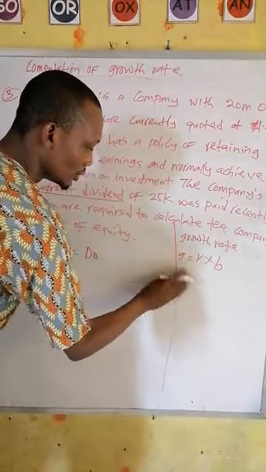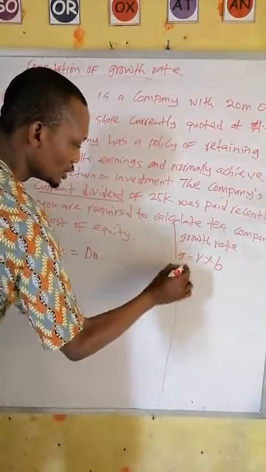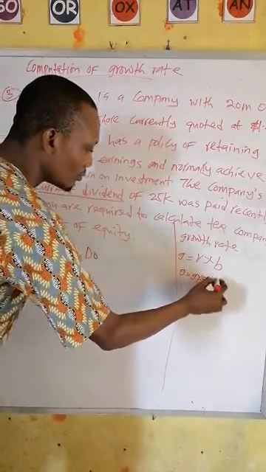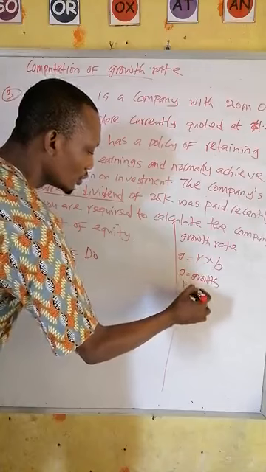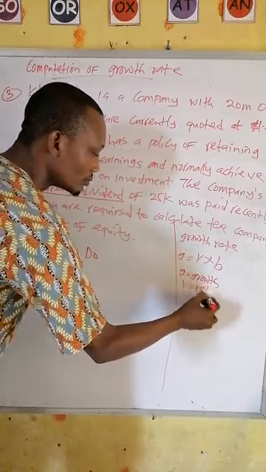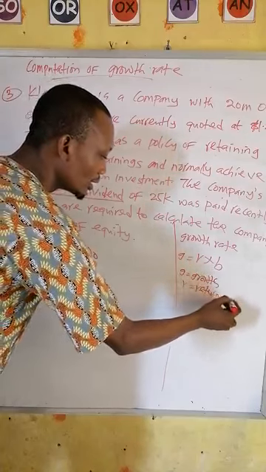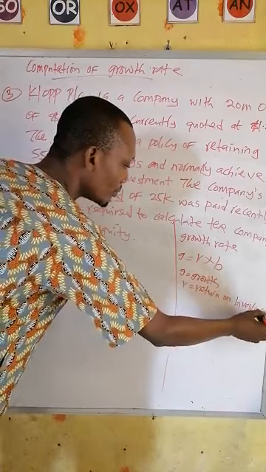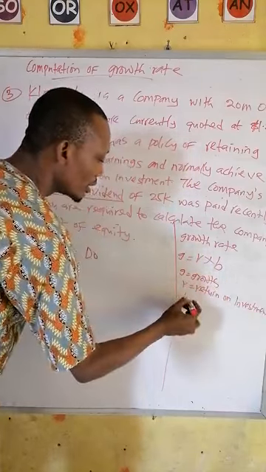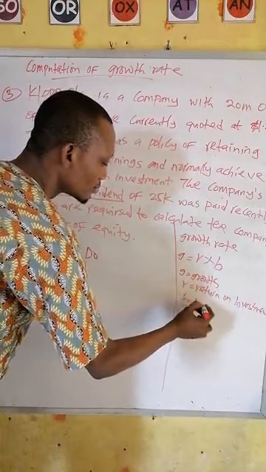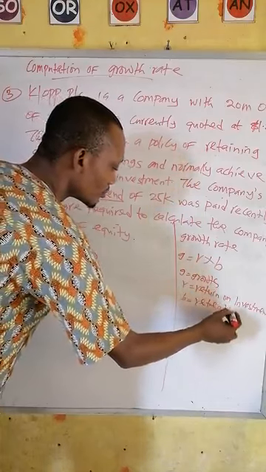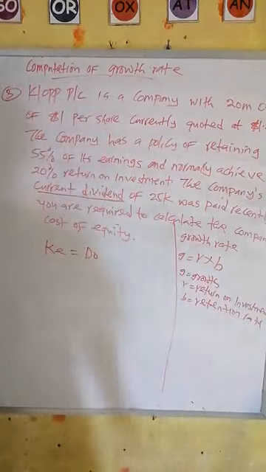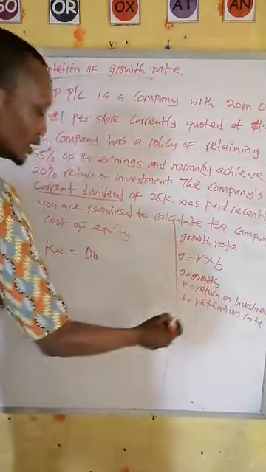Let me run this. G is equal to growth. R is equal to return on investment. B is equal to retention rate, or rate of retention. Okay, so let's now go.